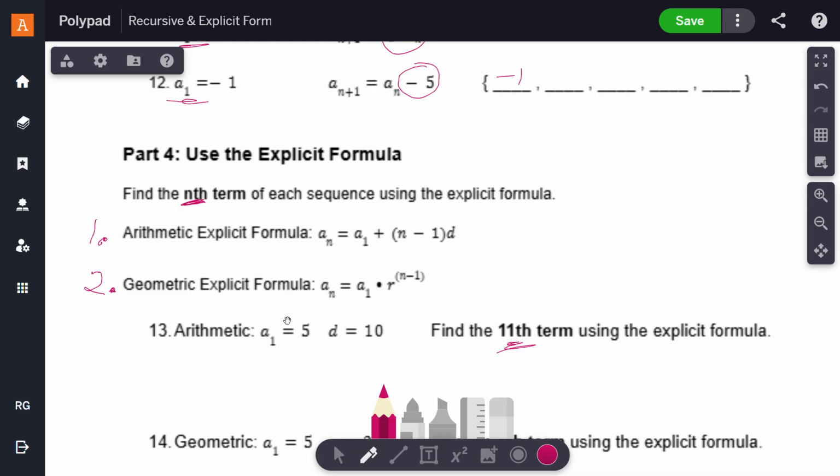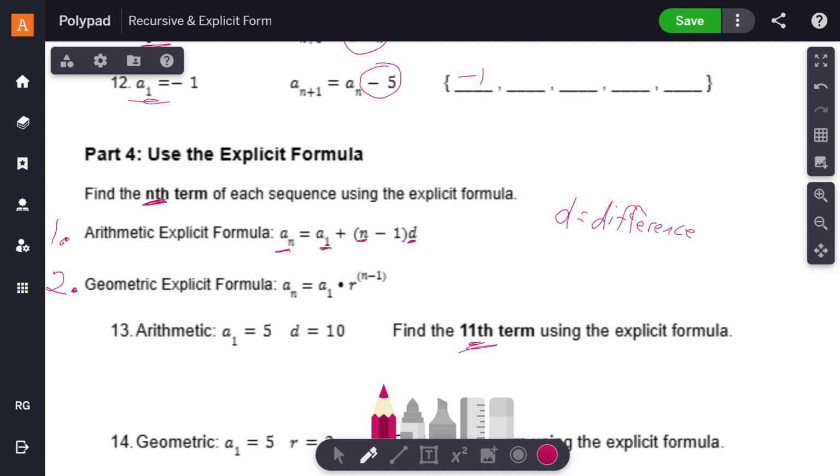So we know an represents any term that we're looking for. A1 is going to represent our first term. N, again, is that term number that we're looking for. D represents the difference, which is simply what are you adding or what are you subtracting to go from one term to the next.